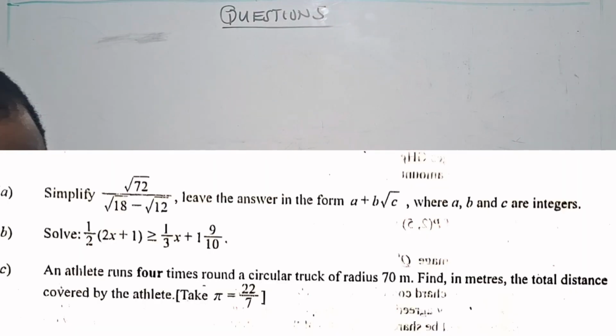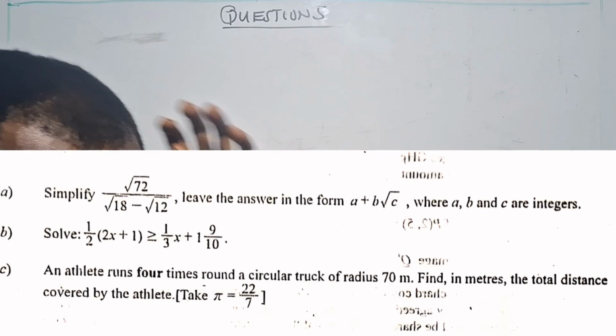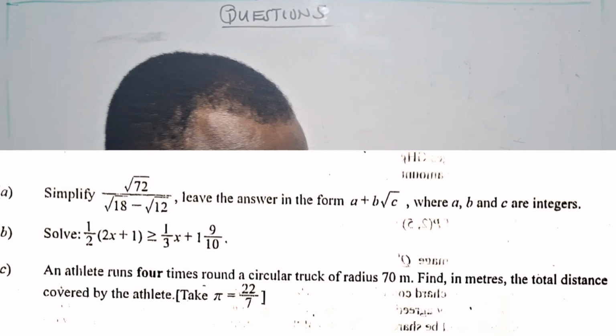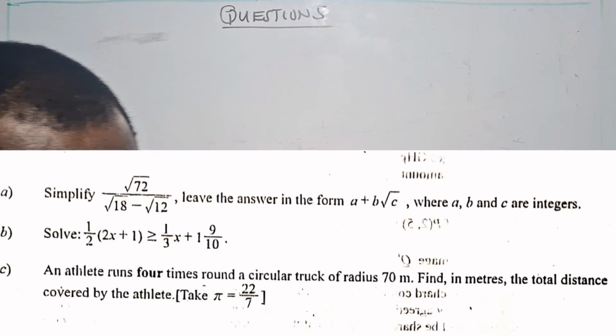On the screen, it says: simplify root 72 all over root 18 minus root 12, leaving your answer in the form a plus b root c, where a and b are integers.